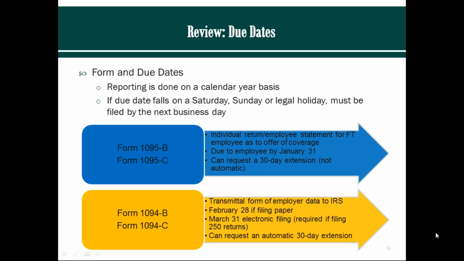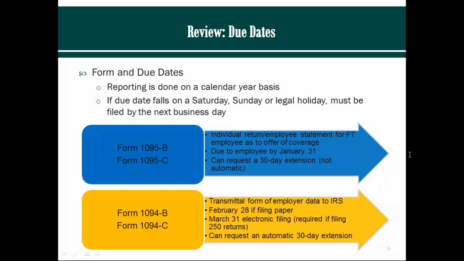As for your transmittal forms, the forms that go to the IRS, the 1094B or 1094C, they will be due depending on how large of an employer you are and how many forms that you have. If you are filing for less than 250 forms, then it's due by February 28th of the year following the year that you offered coverage. If you are filing more than 250 forms, you must file electronically, and it's due by March 31st.